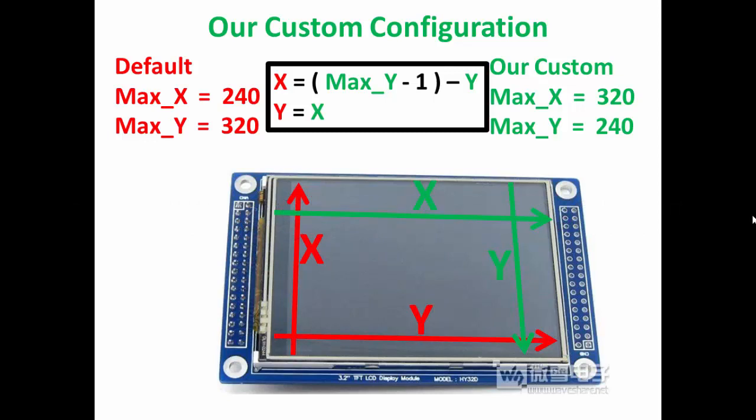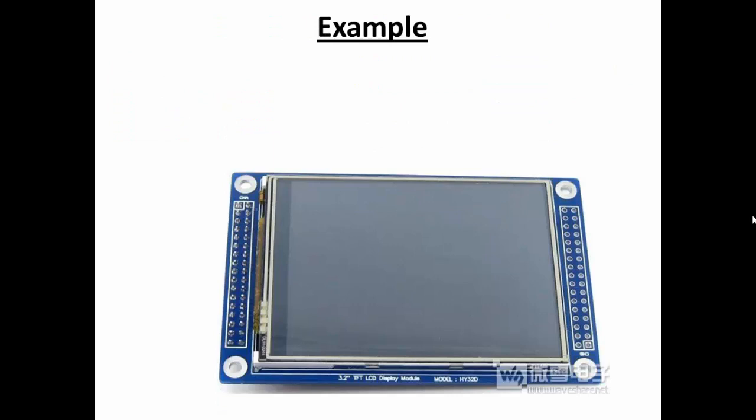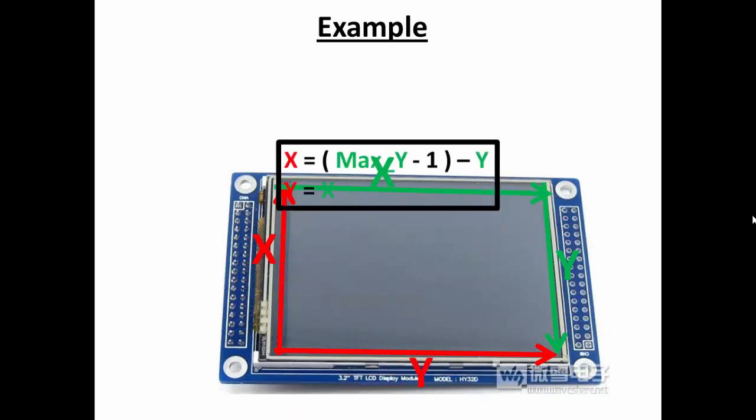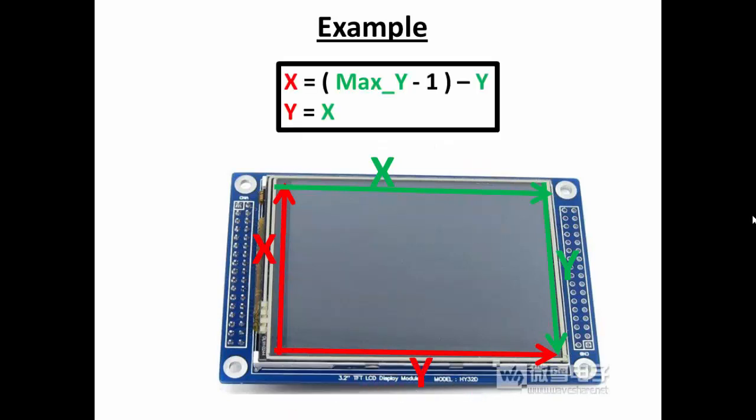Now let me show you an example. Let's say we have an LCD here, and these are axes. Red colors are the LCD default axis lines, and green colors are our axis lines that we are assuming and will use. This is the formula that we will be using. Now let's say we send x as 80 and y as 150, so we want to make this point black.